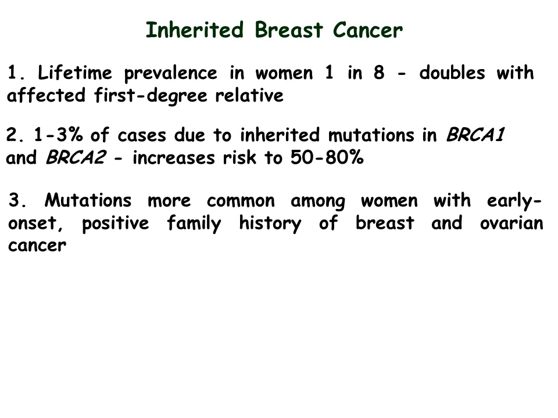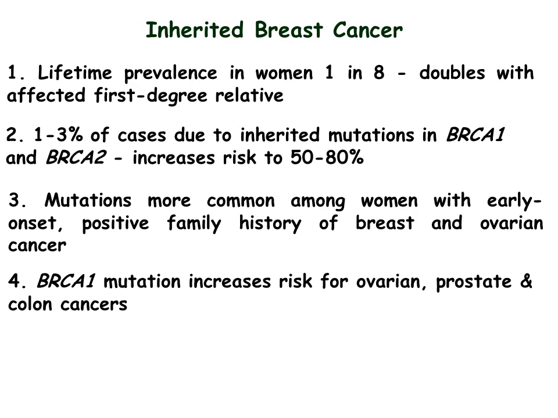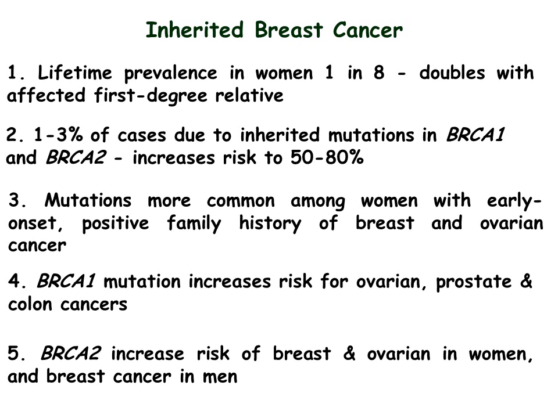Mutations are more common among women with early onset and a positive family history of breast cancer and ovarian cancer. So the BRCA1 mutation increases also the risk for ovarian, prostate, and colon cancers, whereas the BRCA2 increases risk of breast and ovarian cancer in women and breast cancer in men. And surprisingly, I've known a couple of gentlemen who have developed breast cancer.